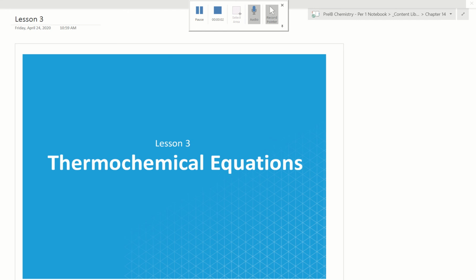All right, guys, this is lesson 3 of chapter 14. This is on thermochemical equations. These equations are exactly like other chemical equations, except they involve the energy of the reaction as well as the reactants and products. And just like other equations, we can use these thermochemical equations to do some stoichiometry.